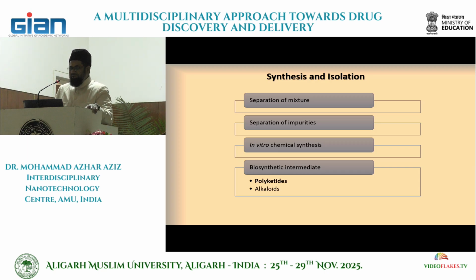Okay, so for synthesis and isolation, it could be through the separation of mixture. If you extract something from the plant, is it a single molecule? No, it's a lot of molecules. So you can start with the separation of mixture, then you remove the impurities, or it could be in vitro chemical synthesis. As I said, from scratch, you can design the molecules, or you can just play around with the atoms for chemical synthesis, or it could be the biosynthetic intermediate, like metabolizing the drug and finding those intermediates. The examples of this are polyketides and alkaloids.